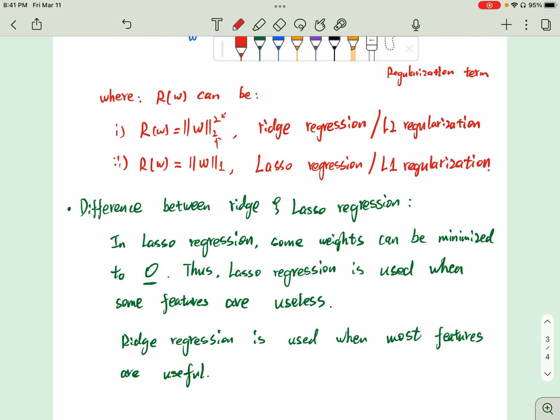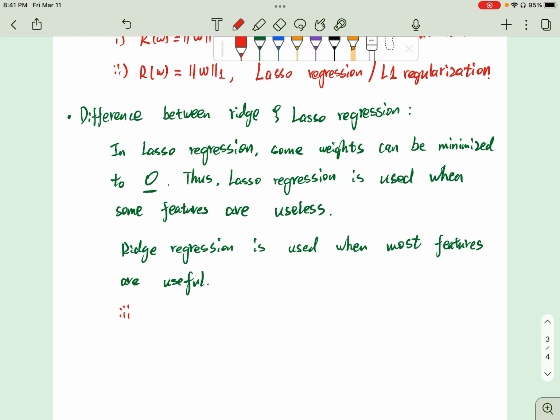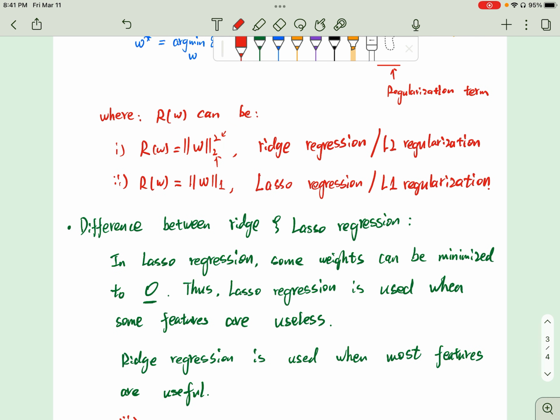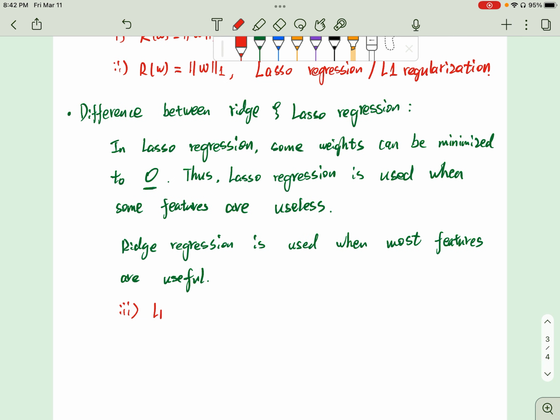We also have a third one. That is a combination of ridge regression and lasso regression. L1 plus L2 regularization. If we add them together, we will have elastic net regularization.